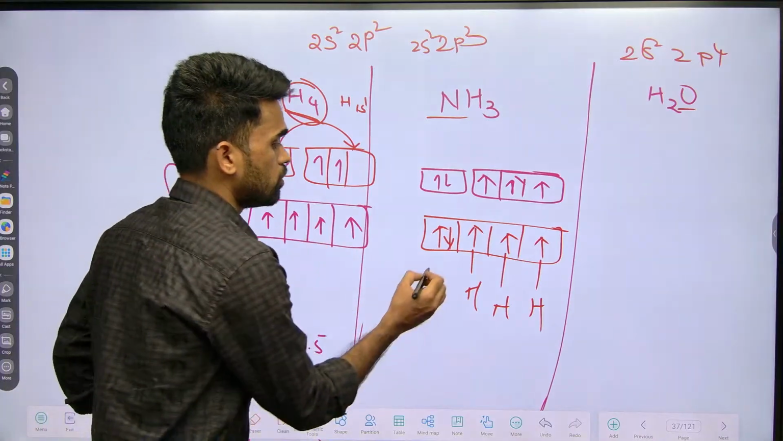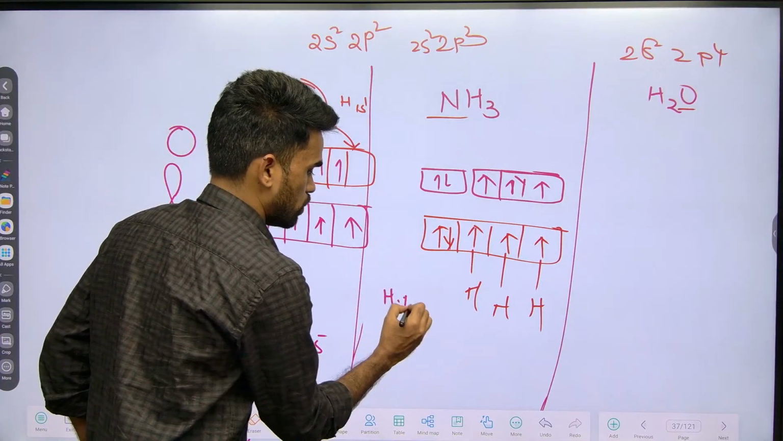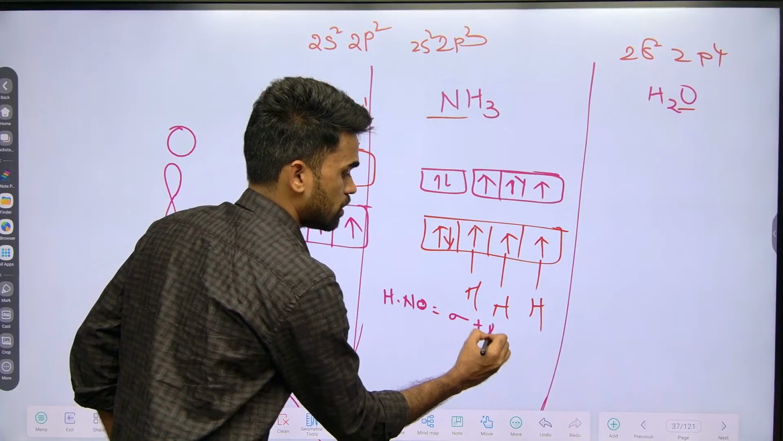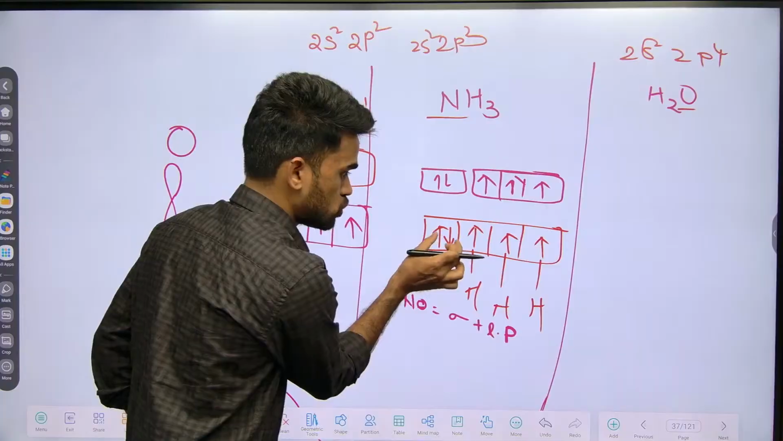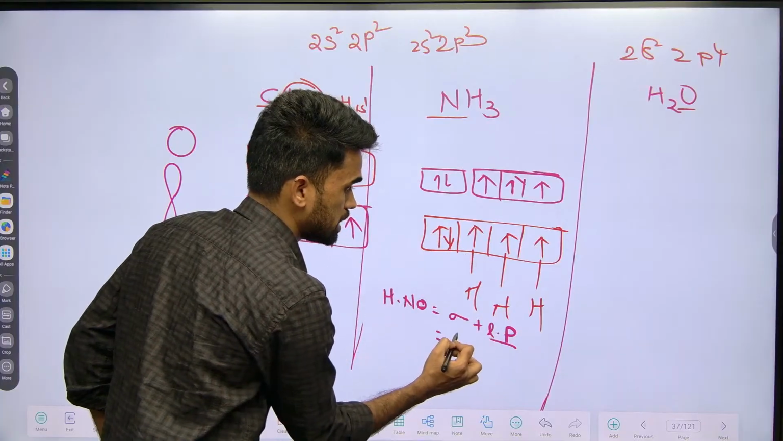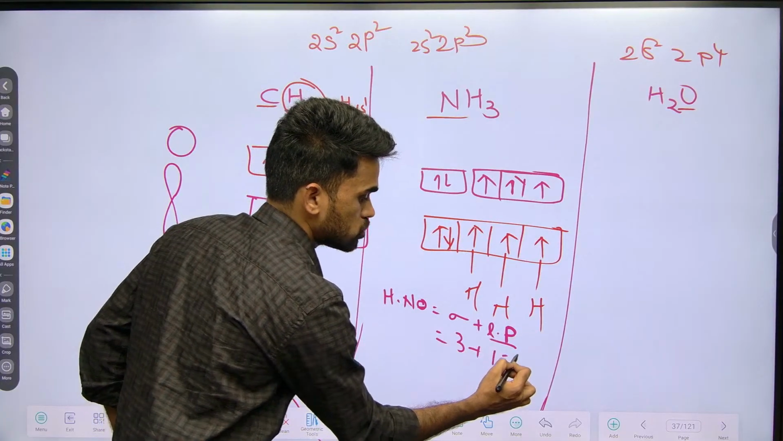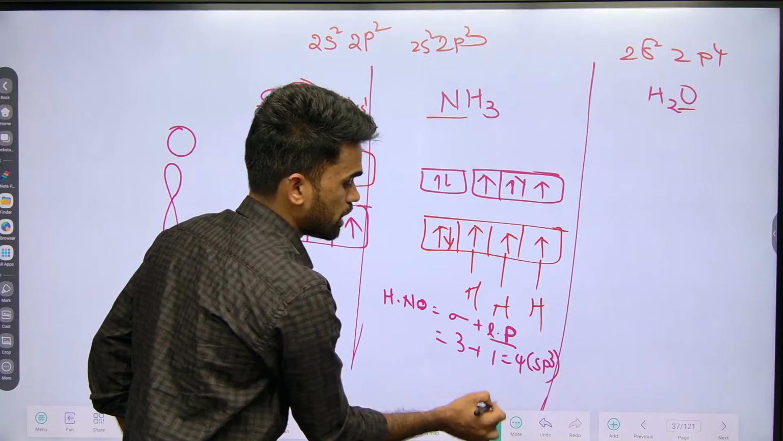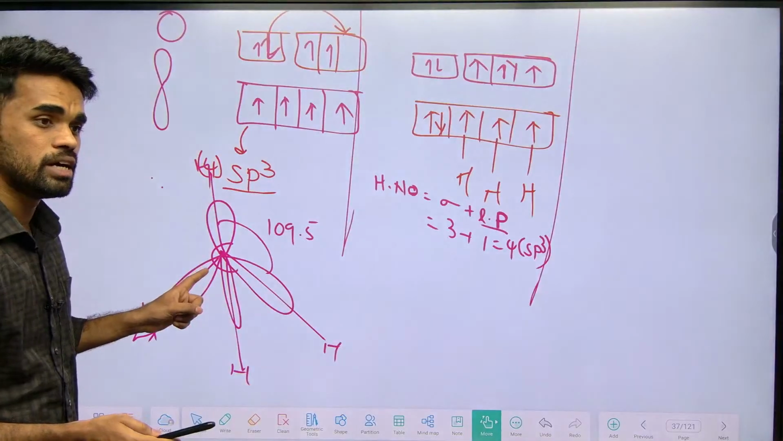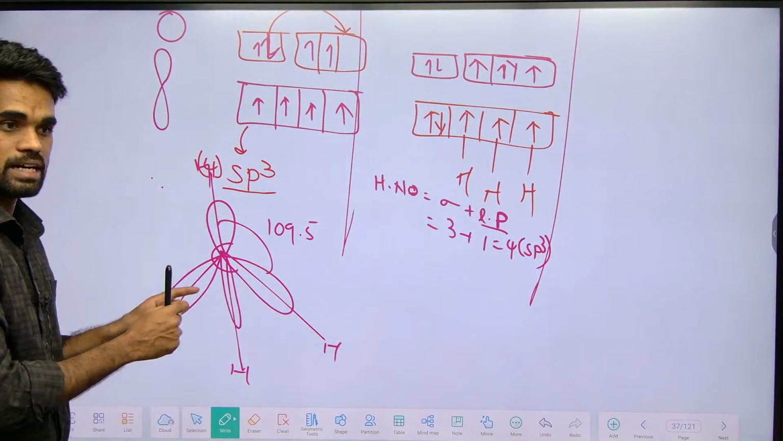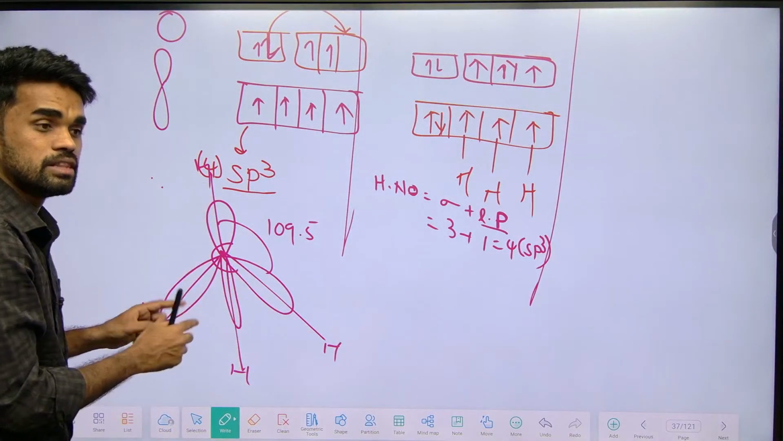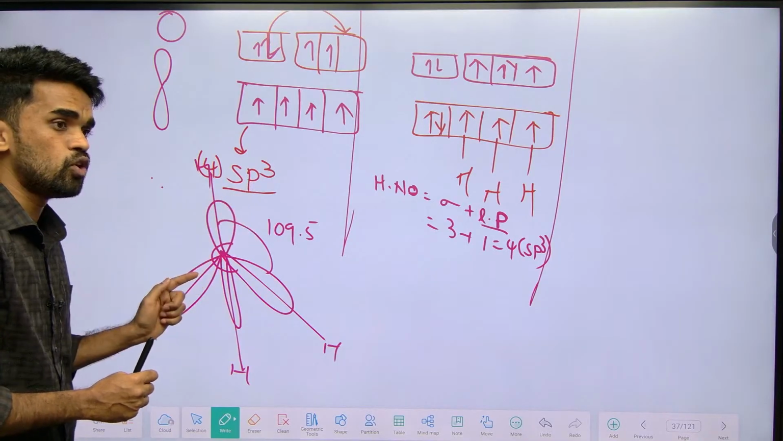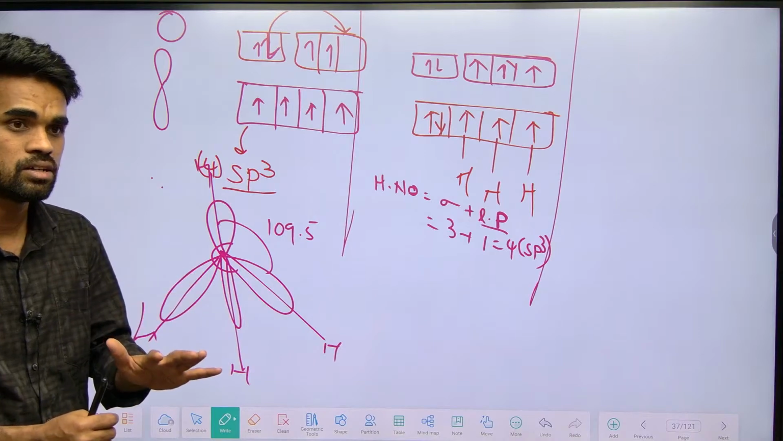Okay, so now hybridization number equals the number of sigma bonds plus the number of lone pairs. So how much is it? 3 plus 1. So it is 4. So you can say simply it is sp3 hybridization. Okay, but what is the geometry I told you here? Tetrahedral. See, if there are 4 bonds with sp3 hybridization, you should call it tetrahedral.